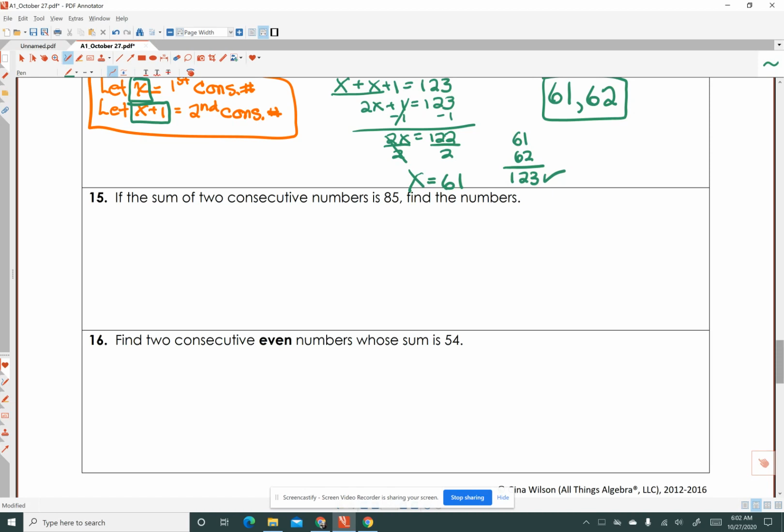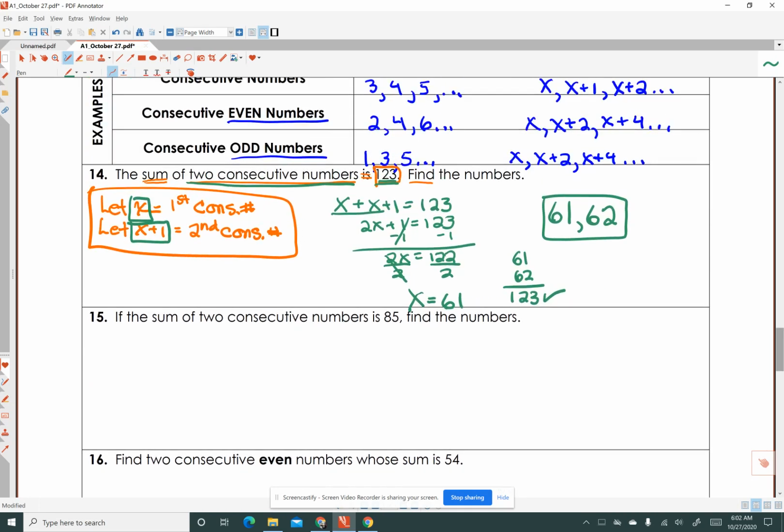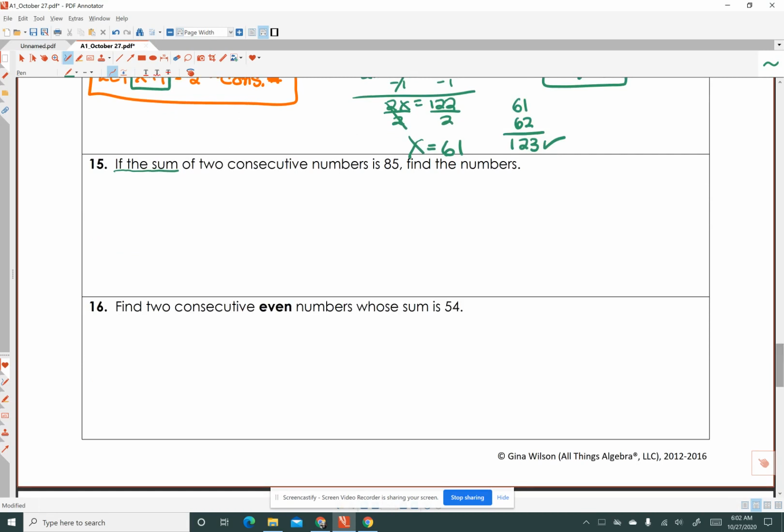What you're going to find, students, is that they are worded slightly differently. So what you're going to need to be careful about is teasing out the nature of the problem. So in the first problem, it said the sum of two consecutive numbers. In this problem, number 15, it says if the sum of two consecutive numbers. It's basically the same problem, just worded slightly differently. So be very careful. So we're looking at consecutive numbers, not consecutive odd or consecutive even, just one right after the other, is equals 85.